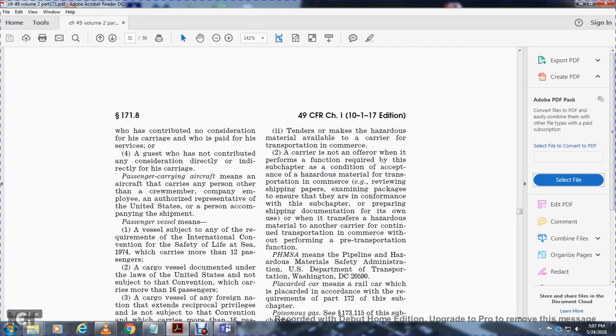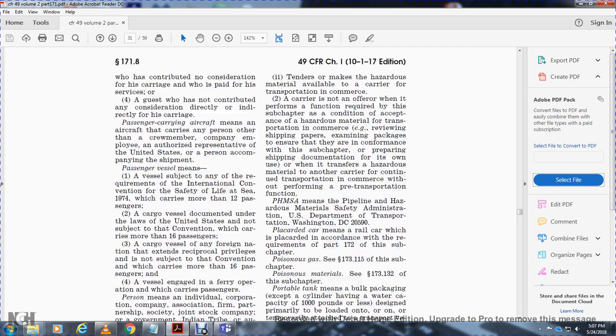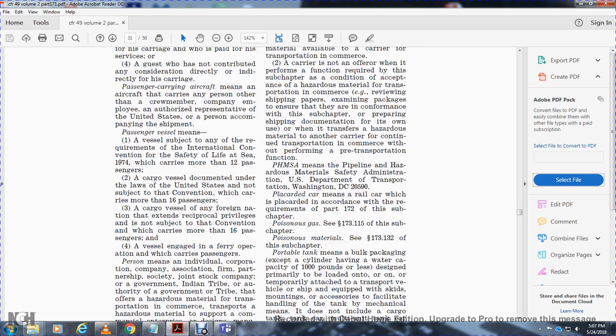Cargo vessel means a vessel documented under United States law, not subject to the convention, and not carrying more than 16 passengers. Also, any foreign vessel, to the extent of reciprocal purposes, not subject to the convention, but carrying no more than 16 passengers, engaged in a ferry operation carrying passengers.